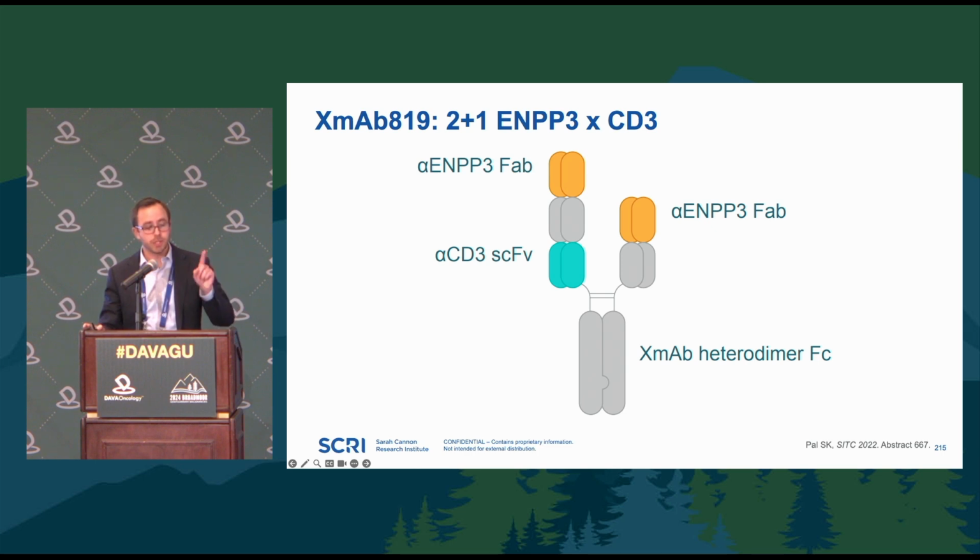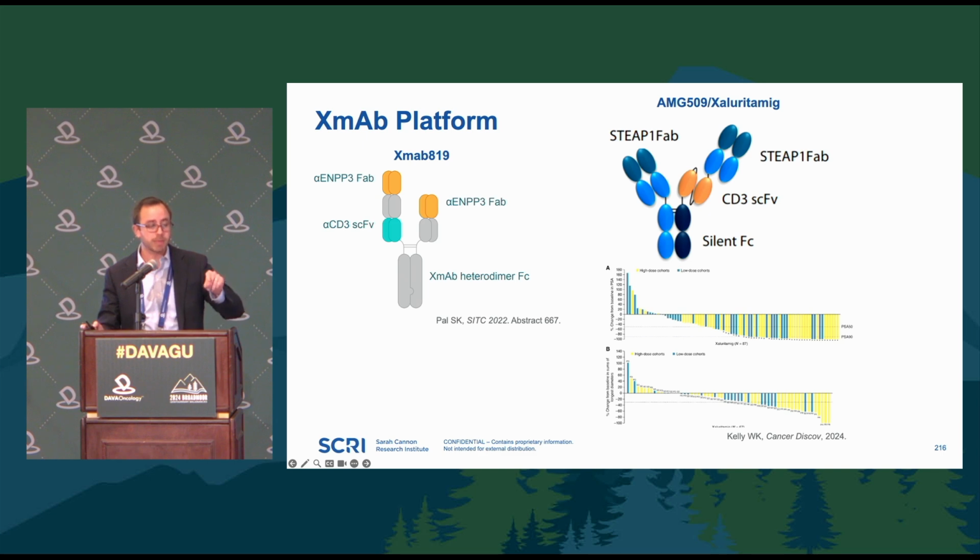And you can see here the design of this T-cell engager, this bispecific, is that it has two arms targeting ENPP3 and one arm targeting CD3. What's interesting is that this is the same XmAb platform that AMG 509 borrowed to make the STEAP1 asset that Oliver was presenting not too long ago, which shows that this platform is already showing nice data and is exciting. This 2+1 modality may be a better answer to create these T-cell engagers that we can use in our clinic. So that's exciting about this platform.